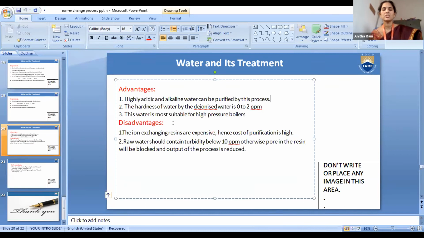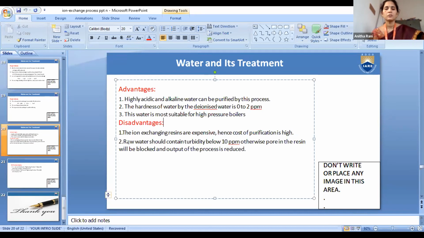Now disadvantages are the ion exchange resins are expensive. Because what we are buying, the chemicals here, either HCl, H2SO4, NaOH, or ion exchange bed, that cation exchange resin, anion exchange resin, those are expensive. The ion exchange resins are expensive and cost of the purification is high.